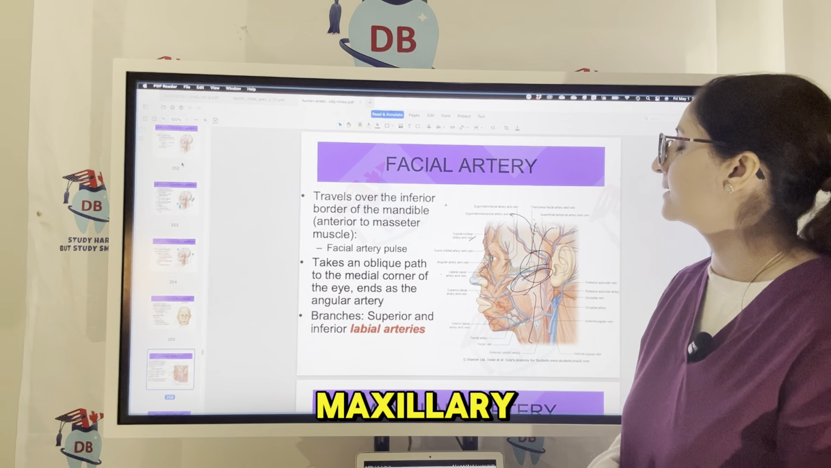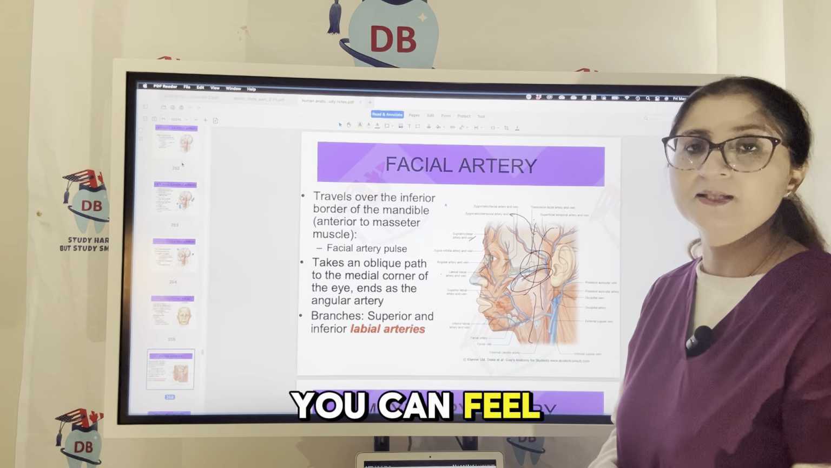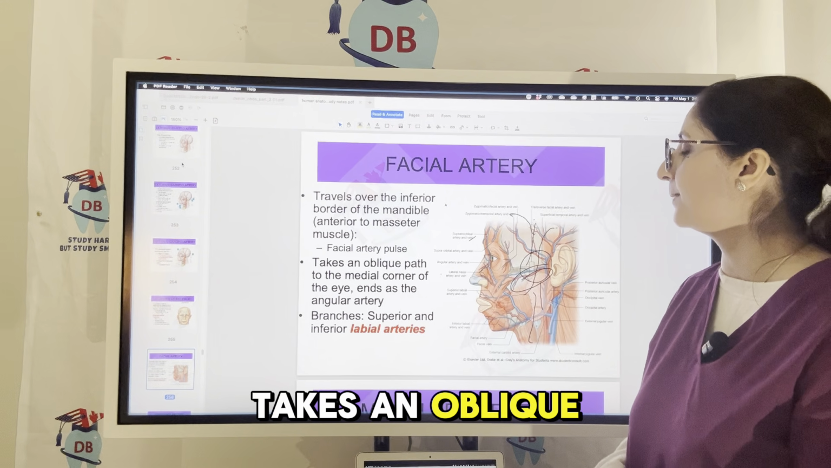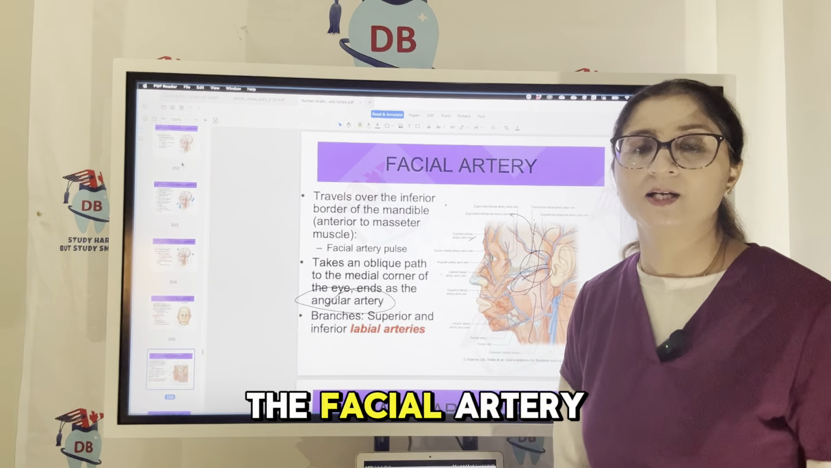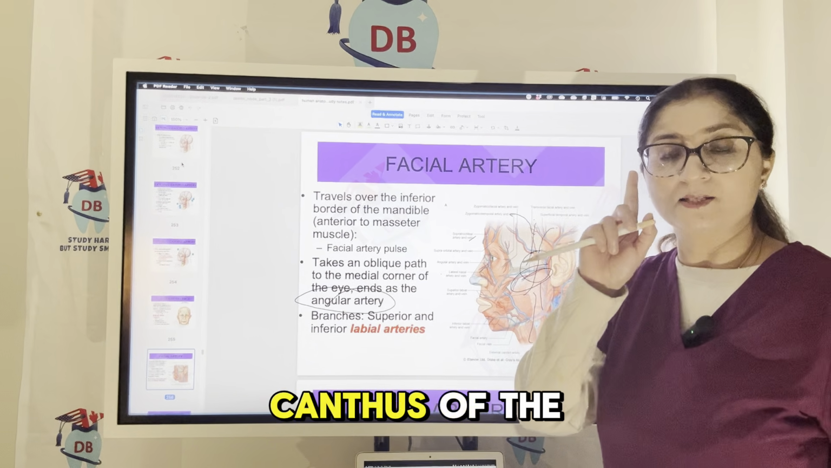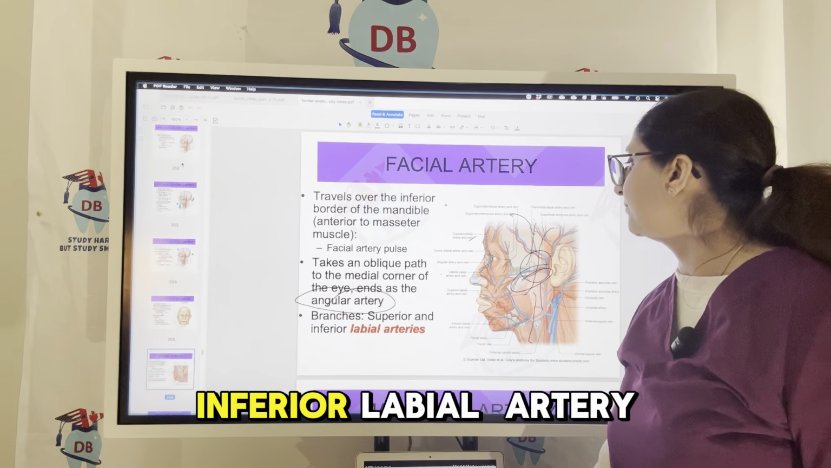The facial artery, a branch of the external carotid, travels over the inferior border of the mandible anterior to the masseter muscle, where you can feel the facial artery pulse. It takes an oblique path to the medial corner of the eye and acts as the angular artery, which is the last branch of the facial artery. It comes through the medial canthus of the eye and intersects with the ophthalmic artery coming from the lateral canthus. Other branches are the superior and inferior labial arteries.